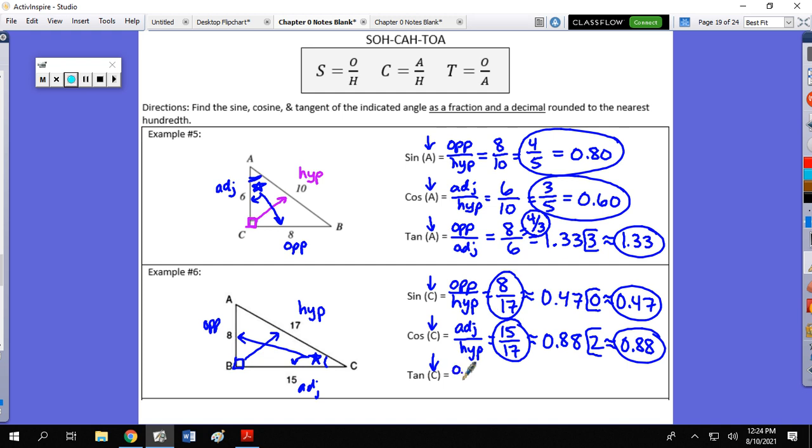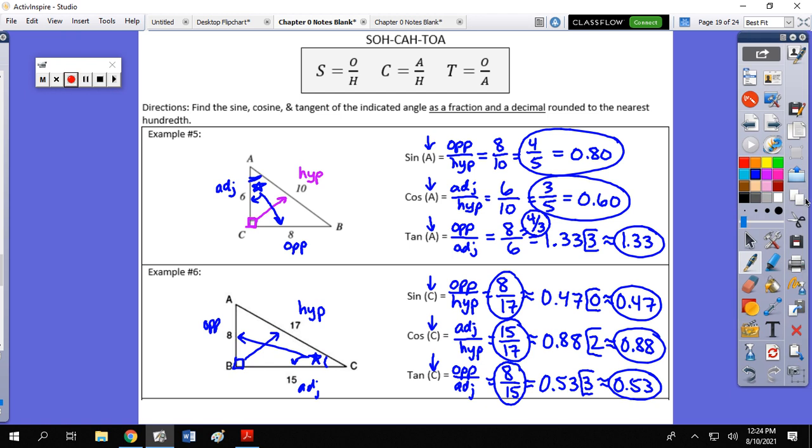Finally, tangent is opposite over adjacent, which would be 8 over 15. That also does not reduce, so that's your fraction. 8 divided by 15 is 0.53 repeating, meaning the third digit is a 3, and we would round that down to 0.53. There is one more of these. Please pause the video and try it on your own. Then resume the video and see how you did.